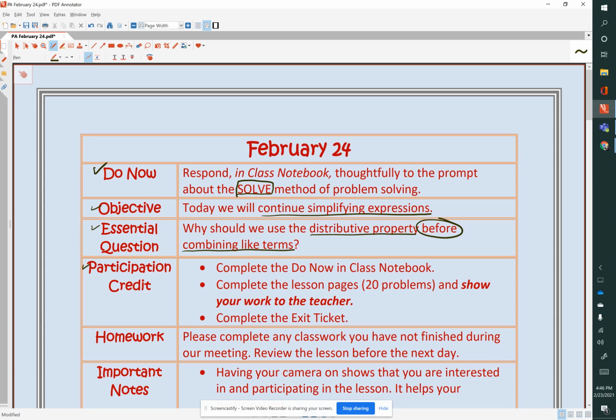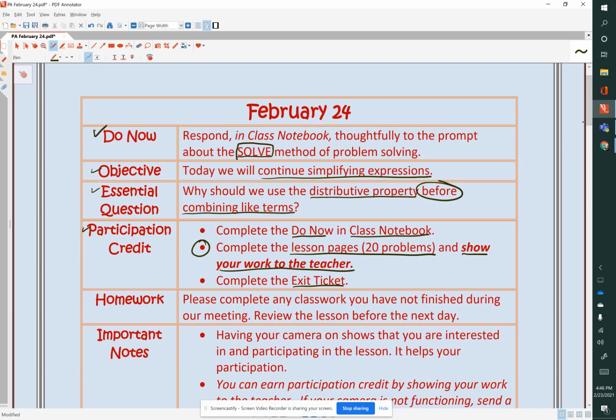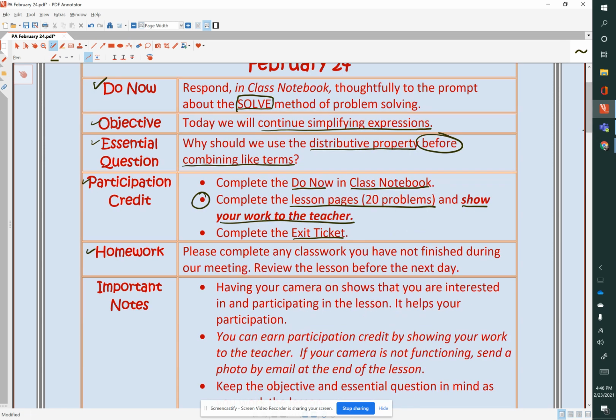Remember, for participation credit, you're going to do your Do Now in class notebook, your exit ticket, and that's also in class notebook. And you complete your lesson pages, which today includes 20 problems on paper, and you show those to me. You need to hold those up to the camera so I can see what you've done. Even if you didn't finish, that's fine. Do as much as you can, and I want to see how far you've gotten. And for homework, you can just finish up the rest. Most of you will finish in class. I know all of you could finish in class if you get started.